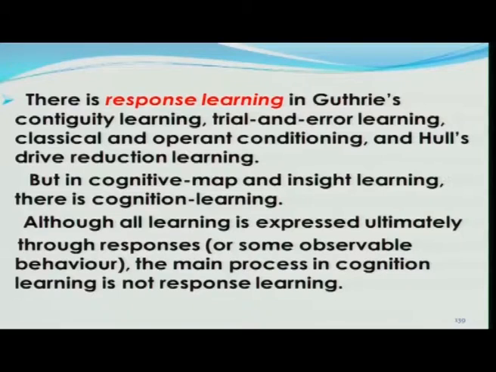Second, there is response learning in Guthrie's contiguity learning, trial and error learning, classical and operant conditioning, and Hull's drive reduction learning. But in cognitive map and insight learning, there is cognition learning, and this has been highlighted sufficiently. Although all learning is expressed ultimately through responses or through some observable behavior, one should be very clear about the fact that the main process in cognition learning is not response learning.